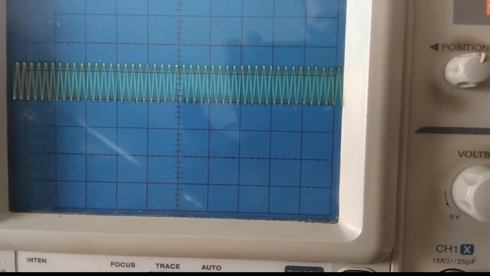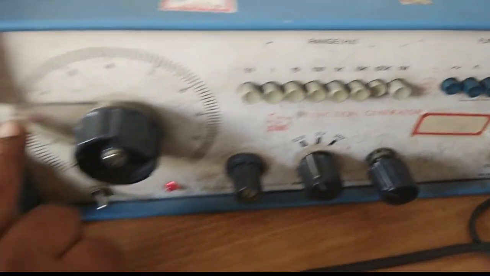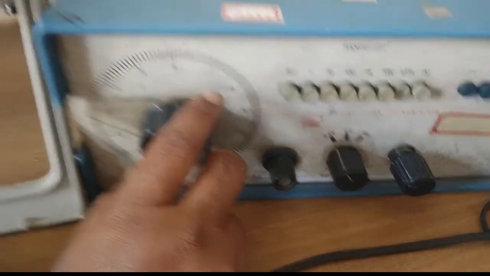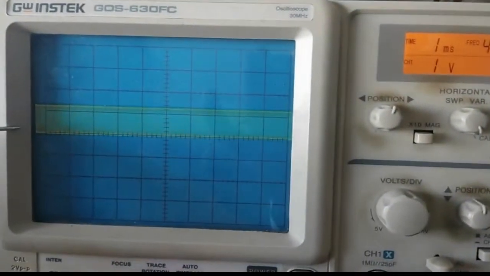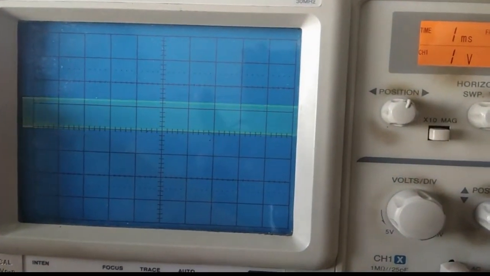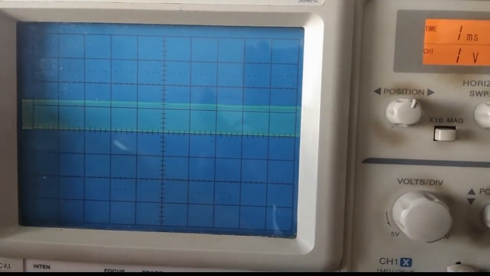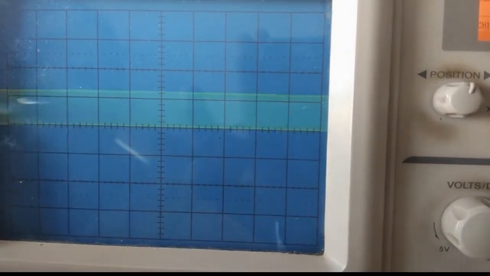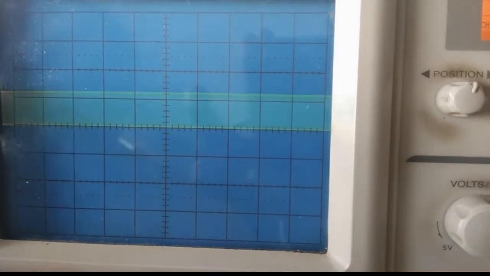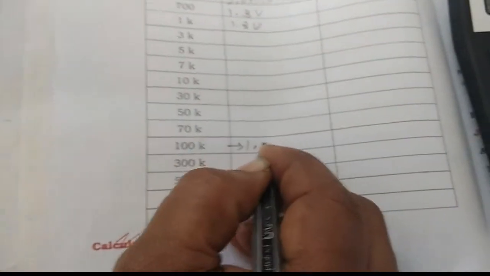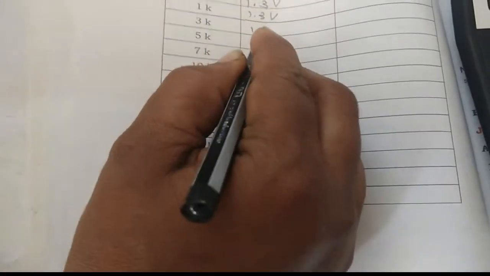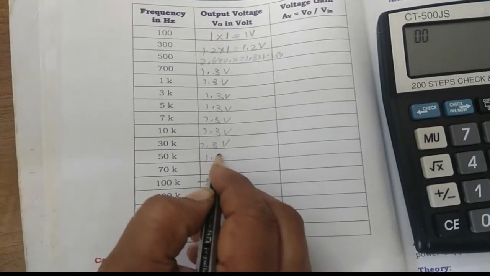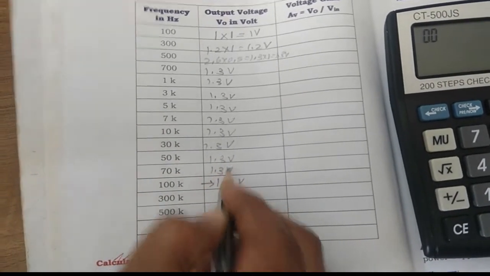Again, I am shifting 10K to the 100K range. 0.3 means 30K. You can notice here in the CRO 30K, 50K, 70K, 100K. It looks like a band because there will be very less time period, but the height is not changed. So what I can do is I can write here, this is 100K, right? Up to here I can write 1.3 volt. Initially it increased, then it becomes constant.